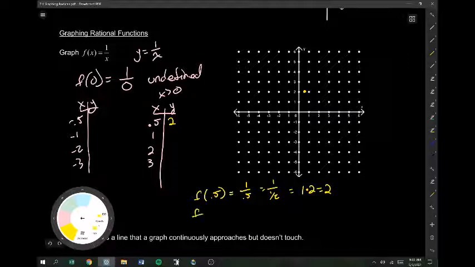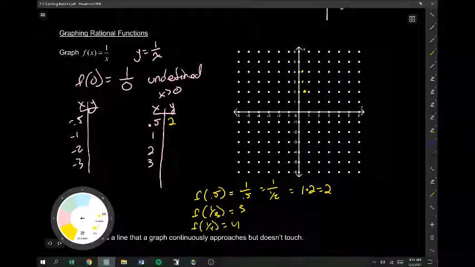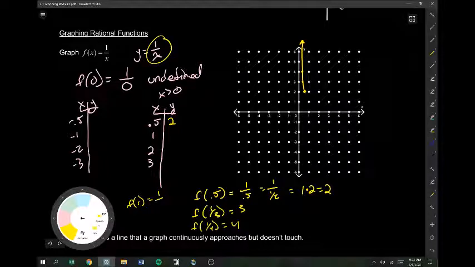And if I was to do f of a third, I'd get out 3. And if I was to do f of a quarter, I would get out 4. So I have points here and here also. In fact, these points are going to shoot up like this. Okay, let's plug in 1. If I do f of 1, I'm plugging 1 in for x. That's 1 divided by 1, which is just 1. Here's the point (1, 1). If I plug in 2, I get 1 divided by 2, which is a half.